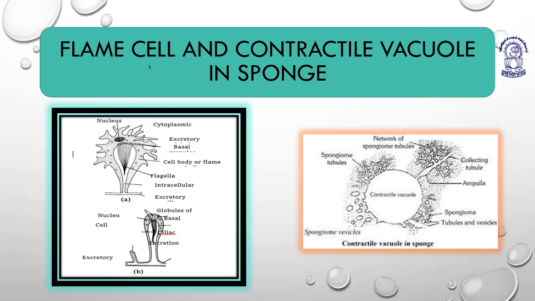Flame cells, or protonephridia, are found in flatworms, and contractile vacuoles in sponges. So you can see in planaria and fasciola, that is flatworms, flame cells are here, also known as protonephridia. These are contractile vacuoles in sponges.